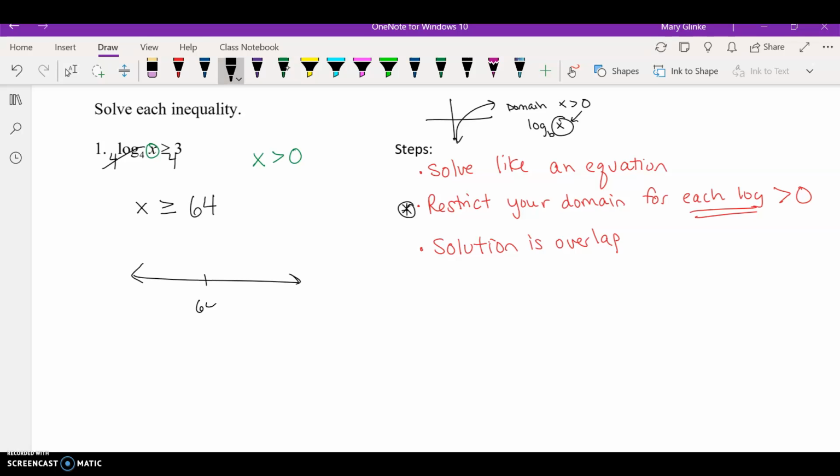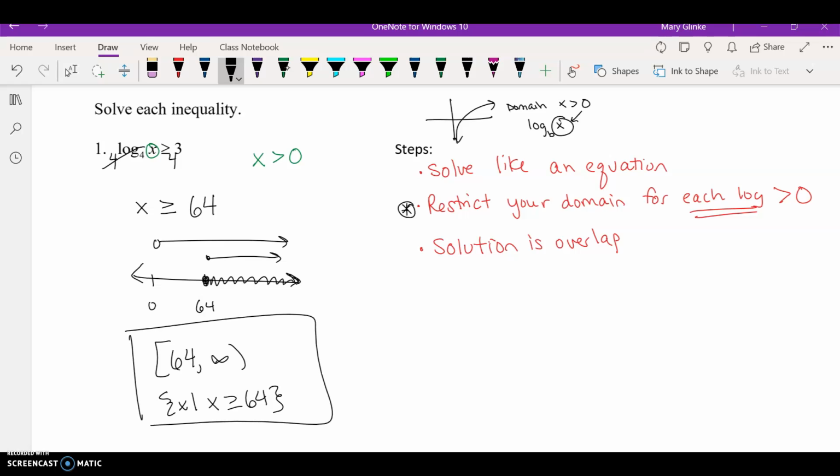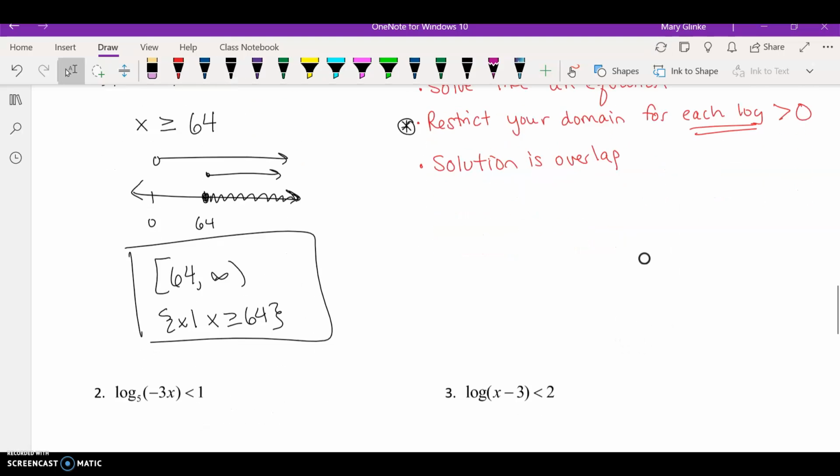Now, as you're looking at this, you say everything bigger than 64 compared to everything bigger than 0. Well, that is good enough as it was. So this is true because the overlap here would be everything from 64 to the right, or x such that x is greater than or equal to 64. So let's take a look at a couple of other problems that don't necessarily follow that same pattern.